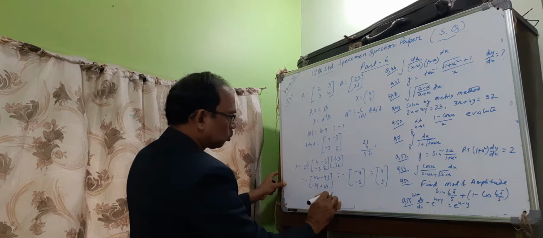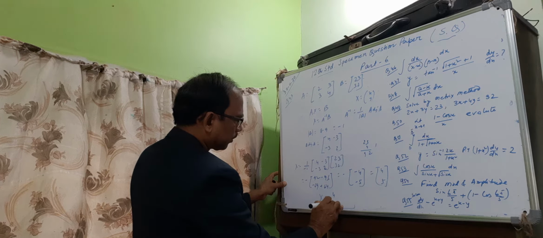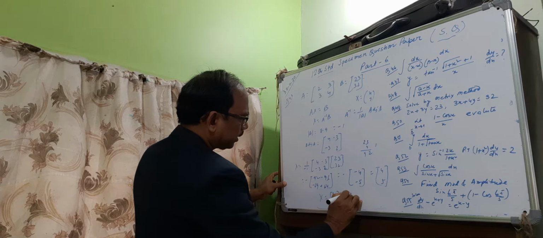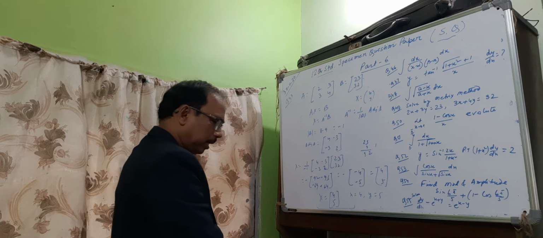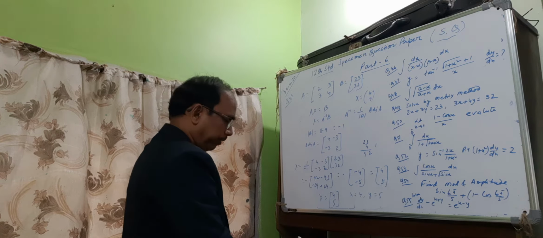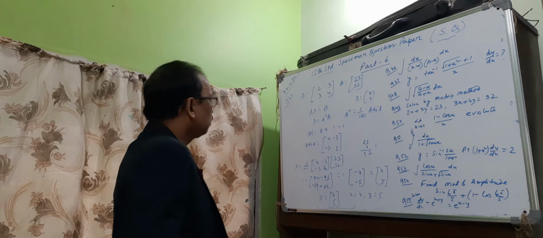So x equals 4, 5. The solution is x equals 4, y equals 5. That is the solution of the given sum: x equals 4, y equals 5.